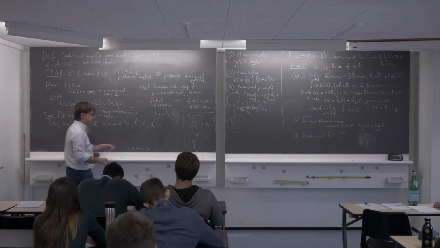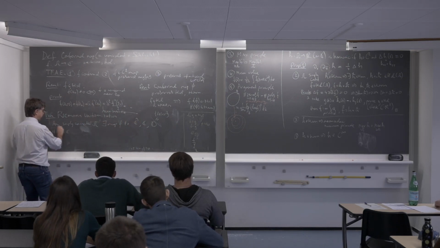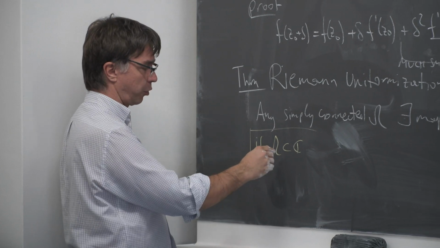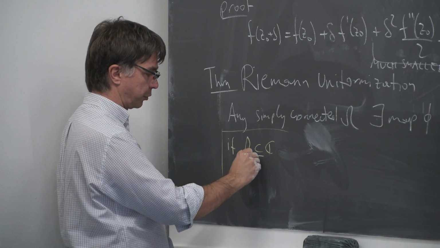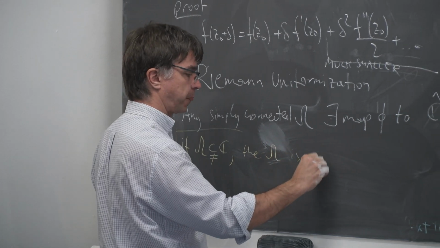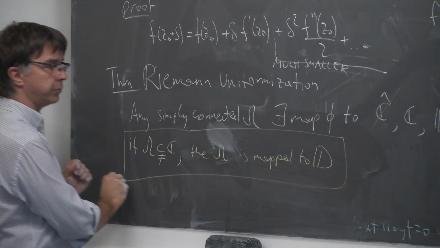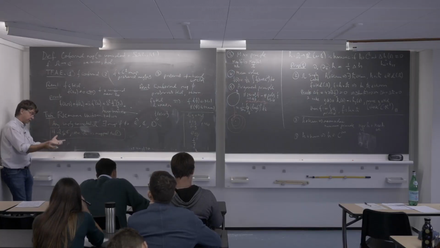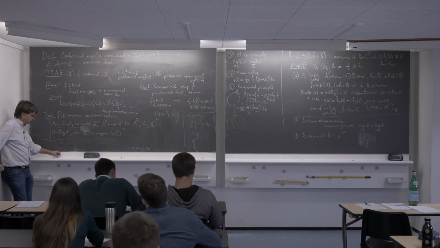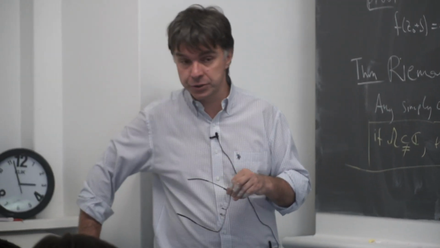So in particular, if omega is inside the complex plane, then you cannot have the case of the complex sphere. If omega is inside the complex plane and not equal to the complex plane, then omega is mapped to the disk. So basically you can have the full sphere, you can have the full plane, or everything else is mapped into the disk. Now this is actually a much bigger theorem in a sense than just complex analysis.